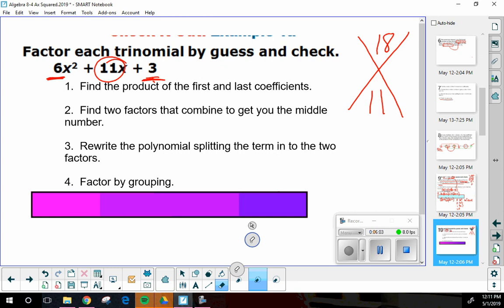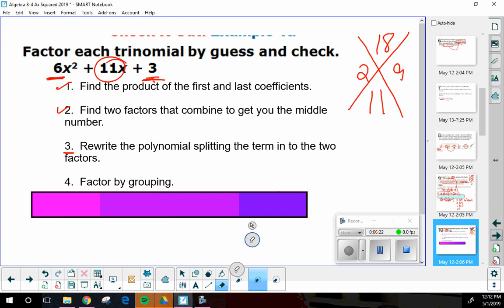So now I need two numbers that when you multiply them together, you get 18, and when you add them, you get 11. And you know that that's going to be a 2 and a 9. All right, we're going to rewrite this polynomial. We just did this step and this step. Now we're going to rewrite this polynomial, splitting the term into the two factors.